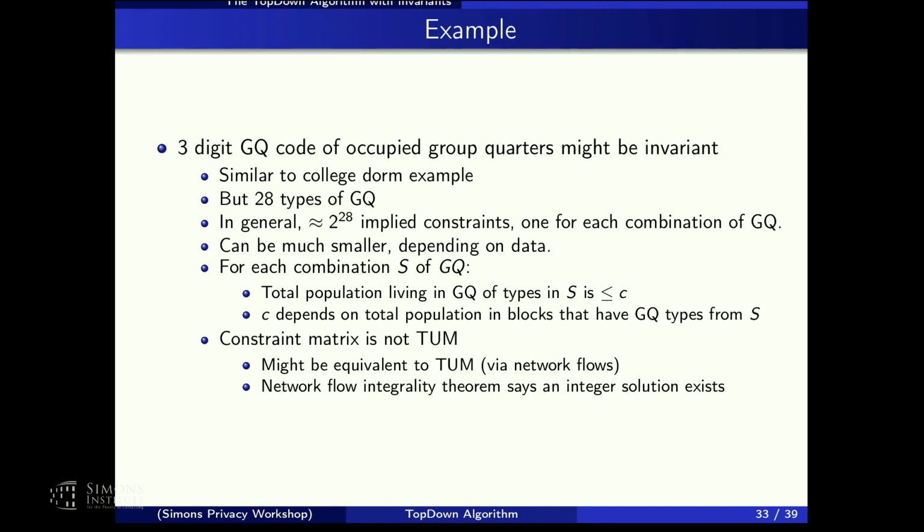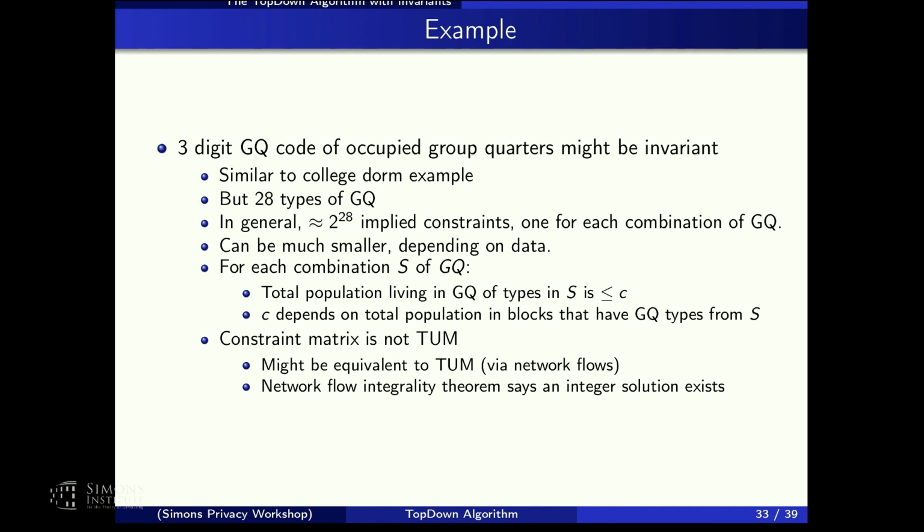We have occupied group quarters of different types in different regions. So in general, when the census wants to publish PL94 and SF1, the group quarters are going to have three-digit codes that might be invariant, so I can't say for sure, but that's the way it seems right now. It's similar to the college dorm example, but instead of having three types of group quarters, there are 28 types, and then they have subtypes because they have restrictions on age and who can live there.